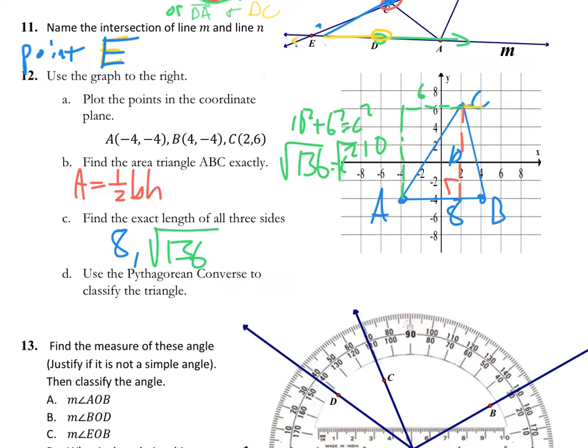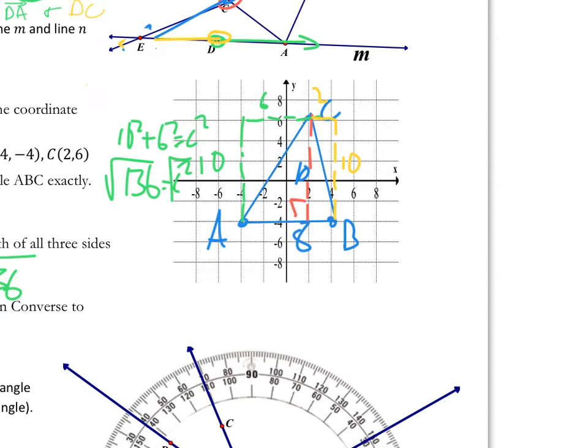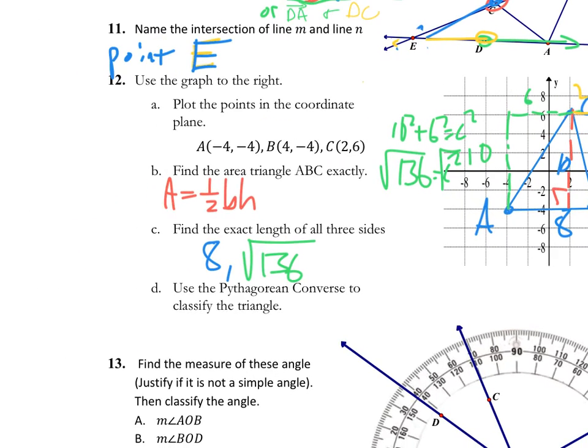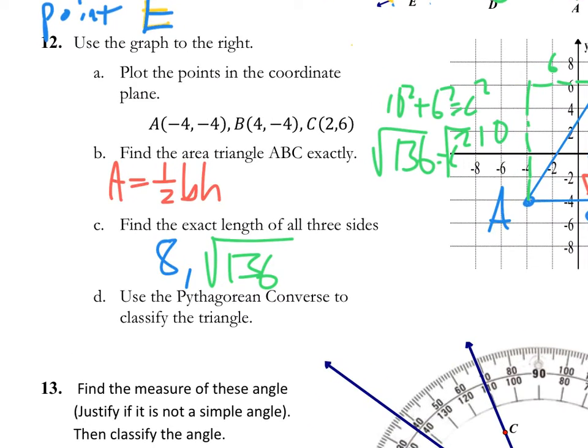Then over here, we're going over 2 and down 10. And so that leaves us with 2 squared plus 10 squared equals c squared. And it's going to be 104. And when we square root, we just get the square root of 104.